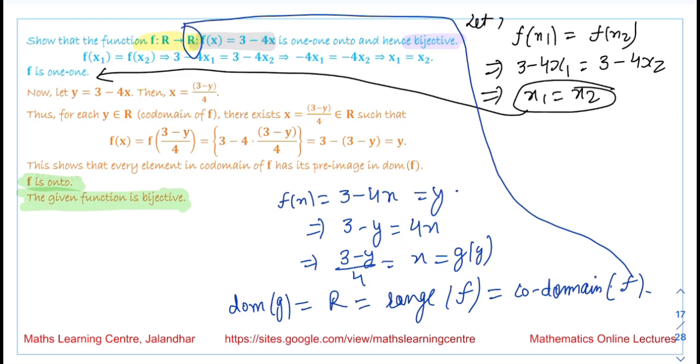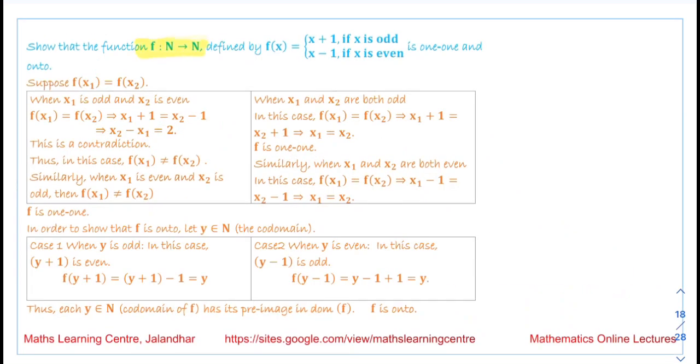Now the next function that is given to us, f is defined from the set of natural numbers to the set of natural numbers, and this is the definition of the function that is given to us: f(x) is equal to x plus 1 if x is odd, and f(x) is equal to x minus 1 if x is even. We have to show that this function is 1-1 and onto.